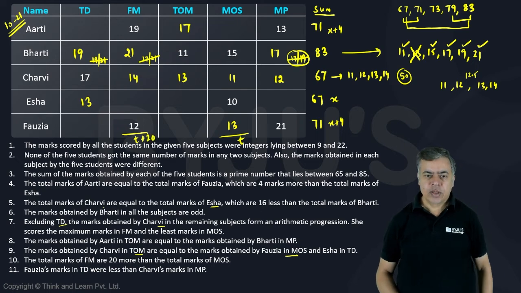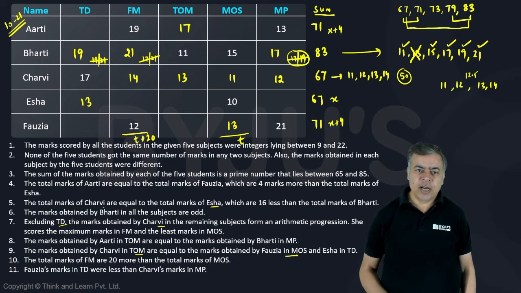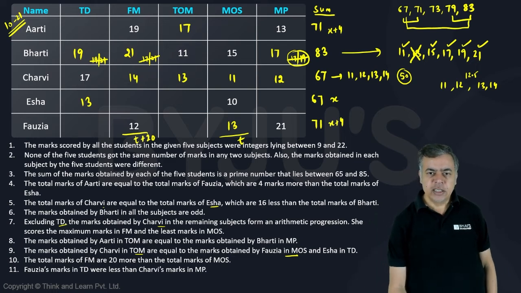Okay. Fozia's marks in TD were less than Charvi's marks in MP. Fozia's marks in TD, this 12, is less than Charvi's mark in MP. So it may be 10 or 11 only. Right, 10 or 11 only.